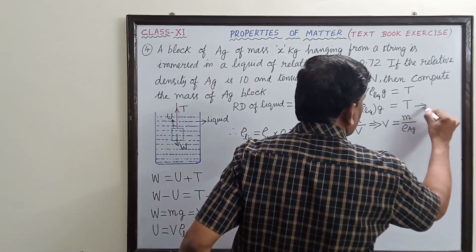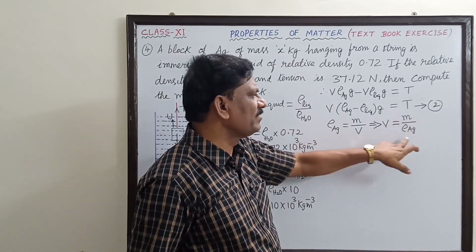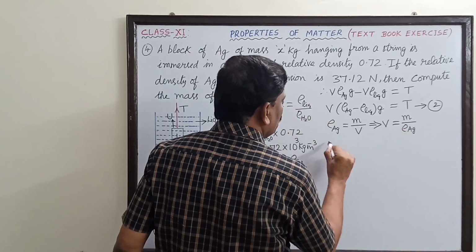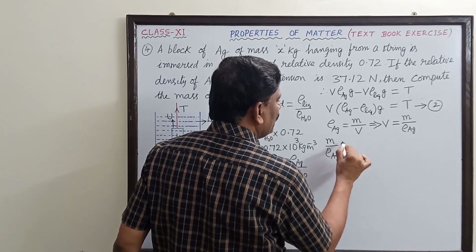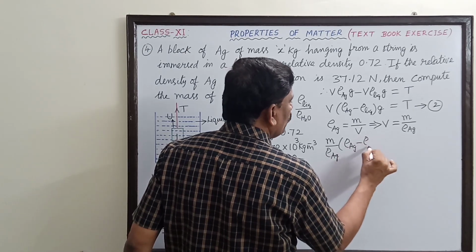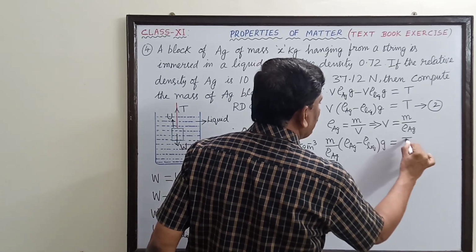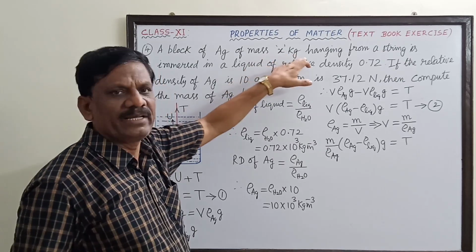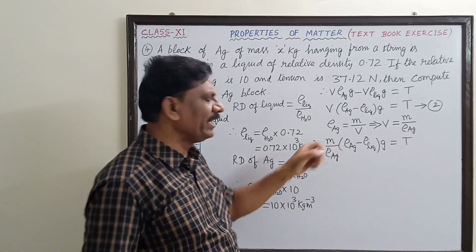So this is equation 2. I am going to substitute volume V is equal to mass of silver by density of silver here for V. So now M divided by rho silver into (rho Ag minus rho liquid) into G is equal to tension. Now what is given? X kilogram. The mass is X kilogram.